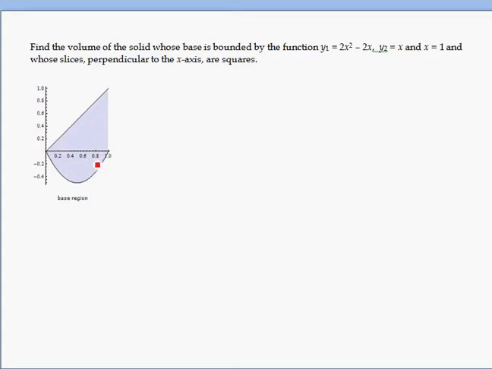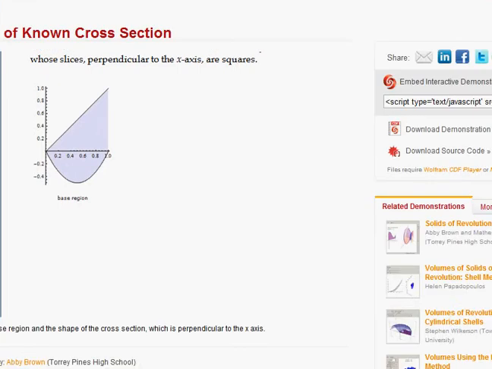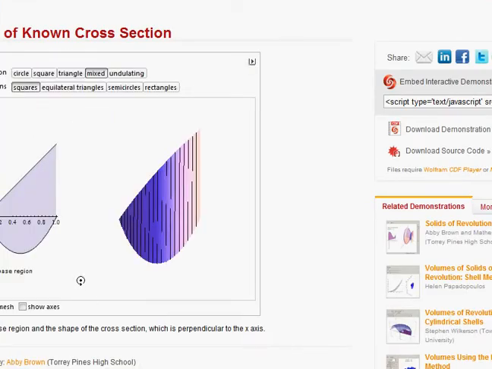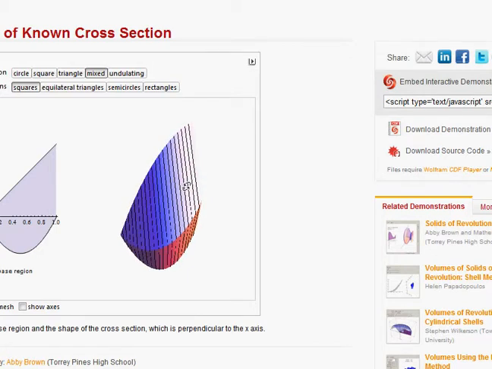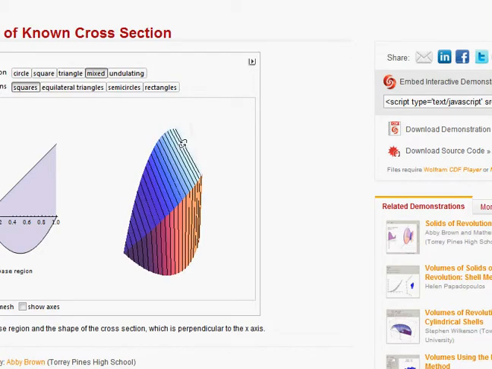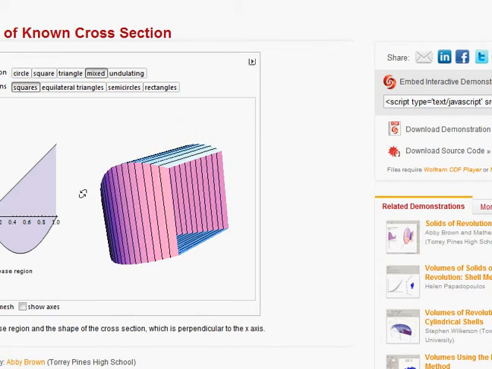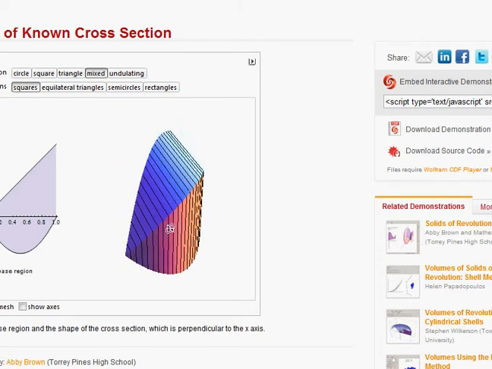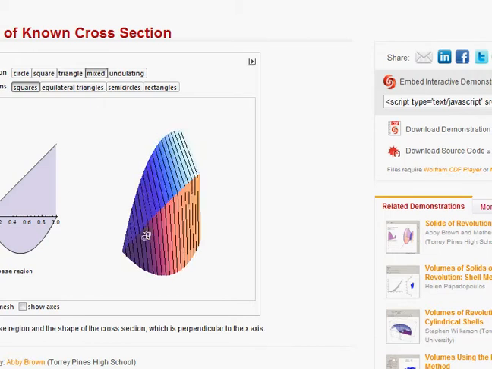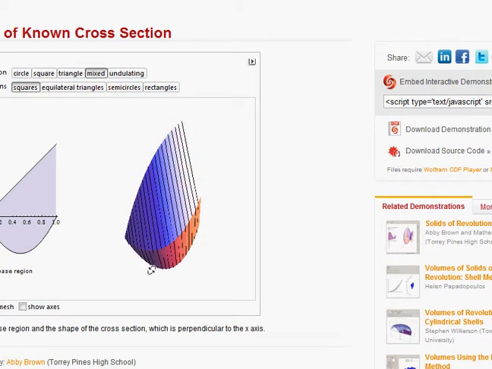So to get a better feel for what that looks like, we can use this applet here. And so as we see, here's our base. If you just look at it from looking down on it, you see that it just looks like our base. But if we rotate this up, we see that each slice would be a square. Okay, so this is what the solid looks like from all the angles. And we're going to try to find the volume of this solid right here.